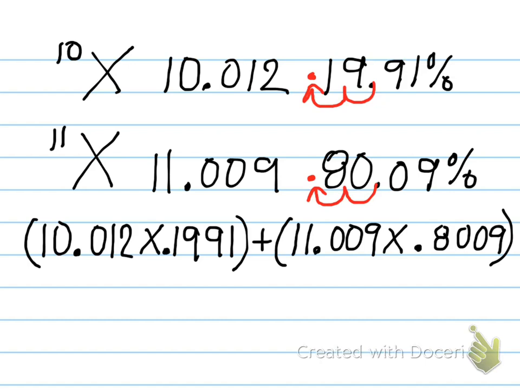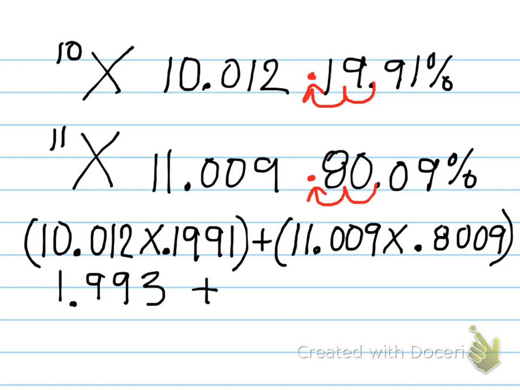Okay, so when I multiply my 10.012 times 0.1991, I get 1.993, and that's where I'm going to stop, because if I look at my sig figs, I have 5 sig figs in my first number, and I have 4 sig figs in my next number. So I'm going to stop right there because I have 4 sig figs.